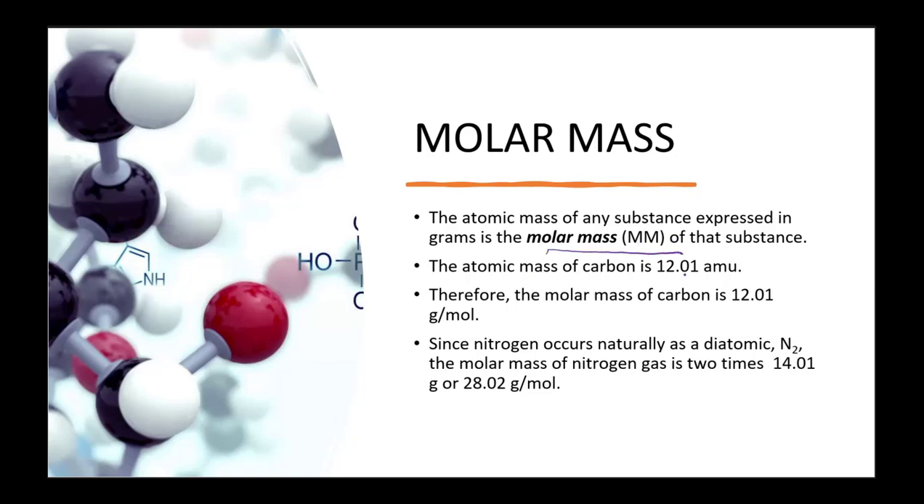The atomic mass of carbon is 12.011 AMUs. So therefore the molar mass of carbon is 12.011 grams for 1 mole of carbon. Now nitrogen, if it's by itself, is a diatomic molecule, N2. So for the molar mass of N2, we would need to add up 2 nitrogens. So 14.01 times 2, which would be 28.02 grams per mole.